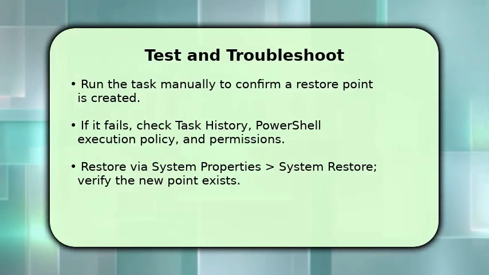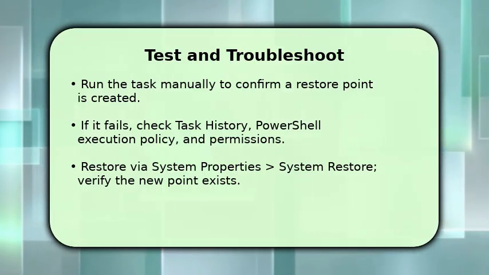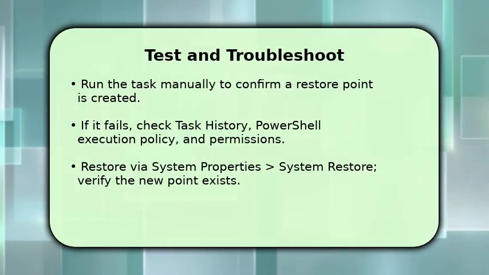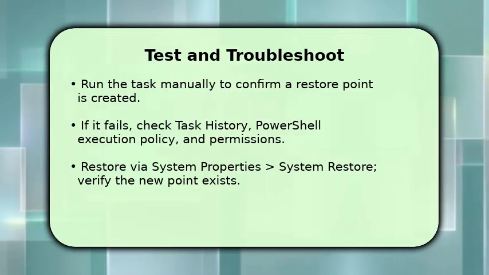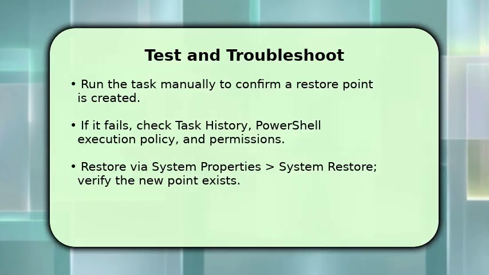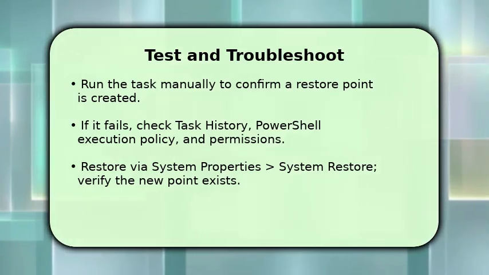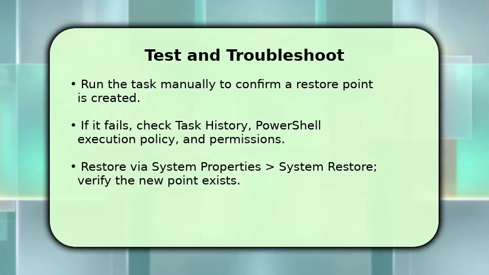If it did not run, check Task Scheduler history for errors, verify PowerShell execution policy allows the command, and ensure the task is set to run with highest privileges. Also confirm system protection is still enabled for the drive. Once verified, your automatic restore points will protect you against bad installs or system changes.